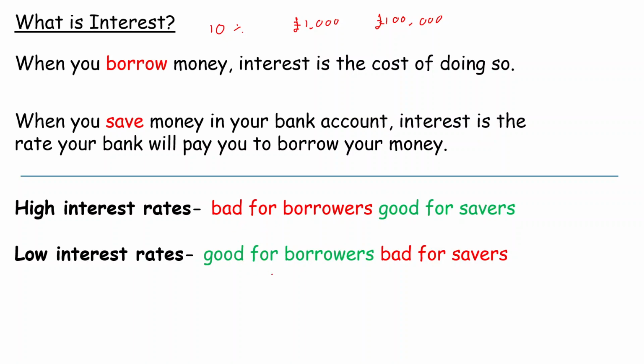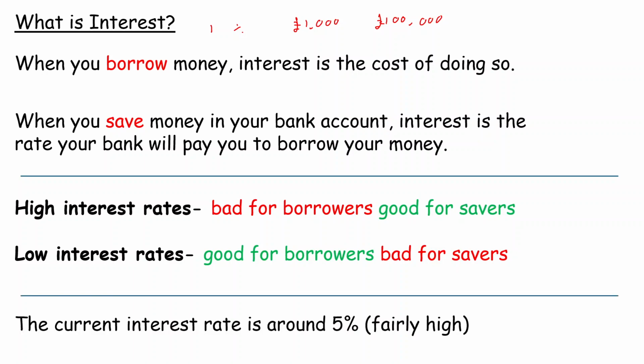But similarly, if interest rates are really low, that's not very good for savers, because let's say you've got £1,000 in your bank account, and let's say interest rates are at 1%, so really low, you won't get that much money for having your money in that bank account. Okay? And is that true? Yeah, it is roughly true.